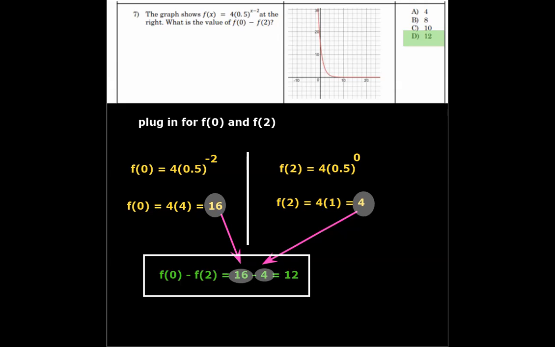The function evaluated at 2 will be 4 times a half raised to the 0 power. So then we'll have 4 times 1, or 4. Finally, the difference of these values, 16 minus 4, will be 12. The difference is 12, D.